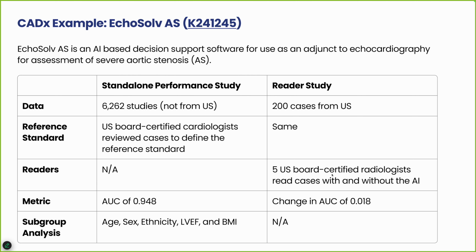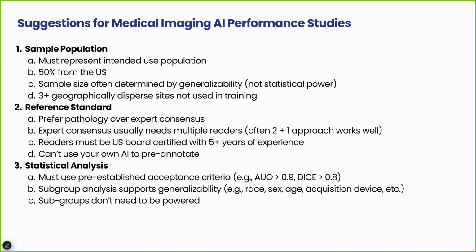A common challenge is you have situations where the AI is extremely good, but the readers don't use the AI, and so they don't actually improve, even though the standalone performance is quite excellent. We found that FDA can be very reasonable in these cases. This is an example of a project that I did, a CADx project, and this is all public in the 510K summary, where there was definitely a challenge because of this.